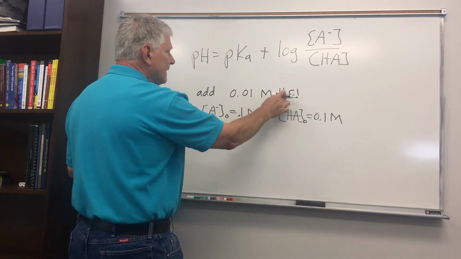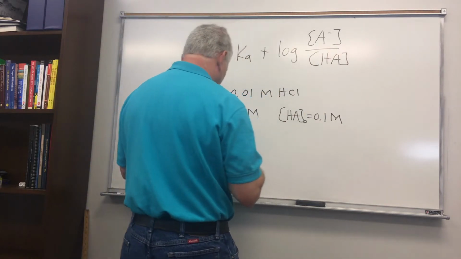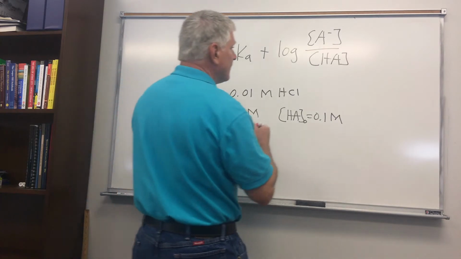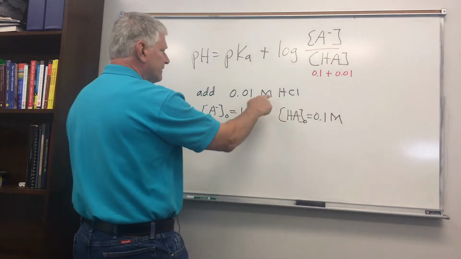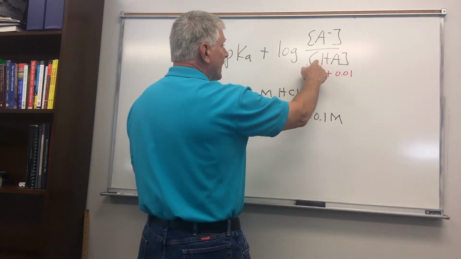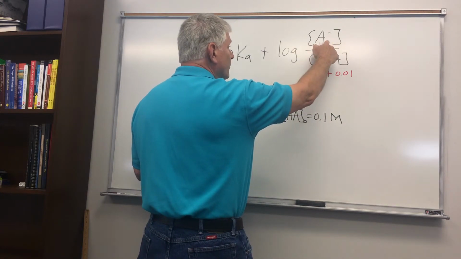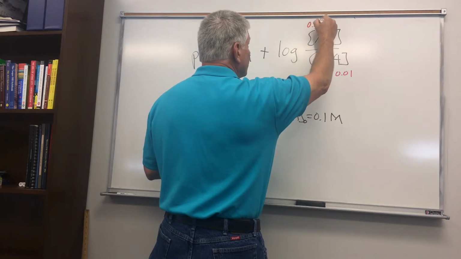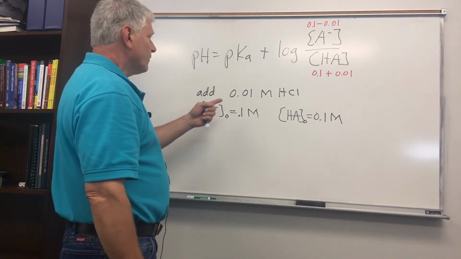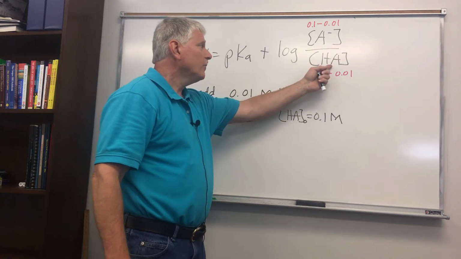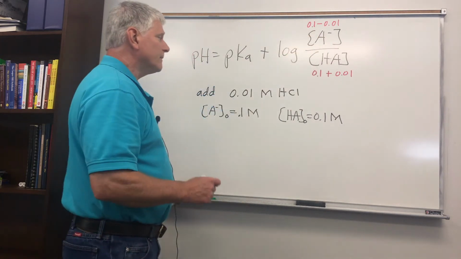So if we add acid, we're adding to HA. And so we would put in our initial amount plus the amount of acid we add. Since we're adding acid, we add to the acid amount, and the base is going to react with the acid, and so we subtract from the base amount. So if we add acid, we add to the acid amount in the Henderson-Hasselbalch equation and subtract from the base amount.